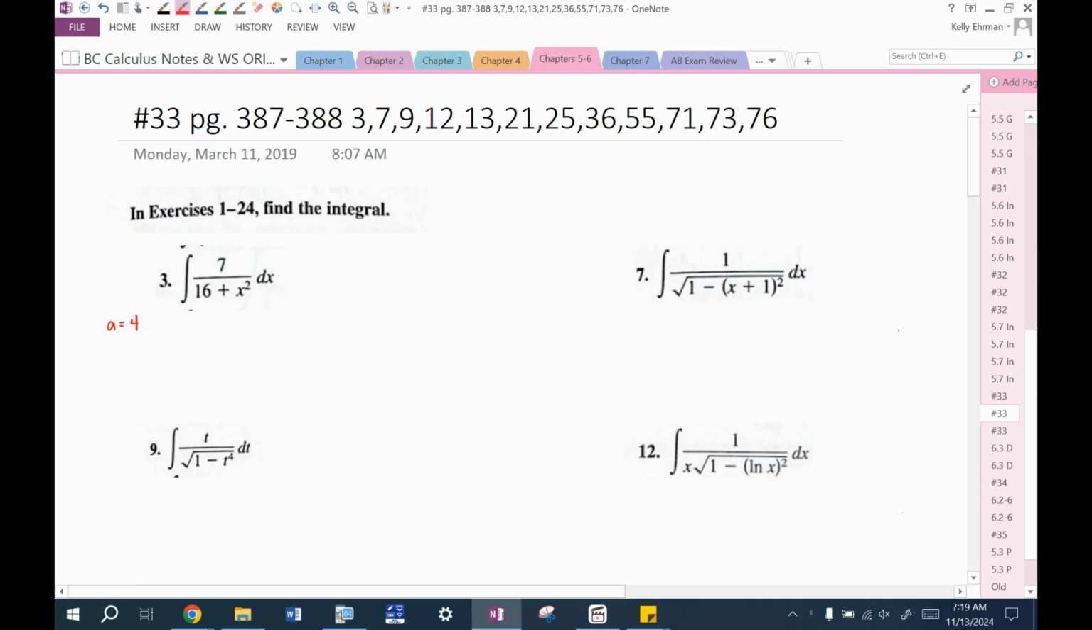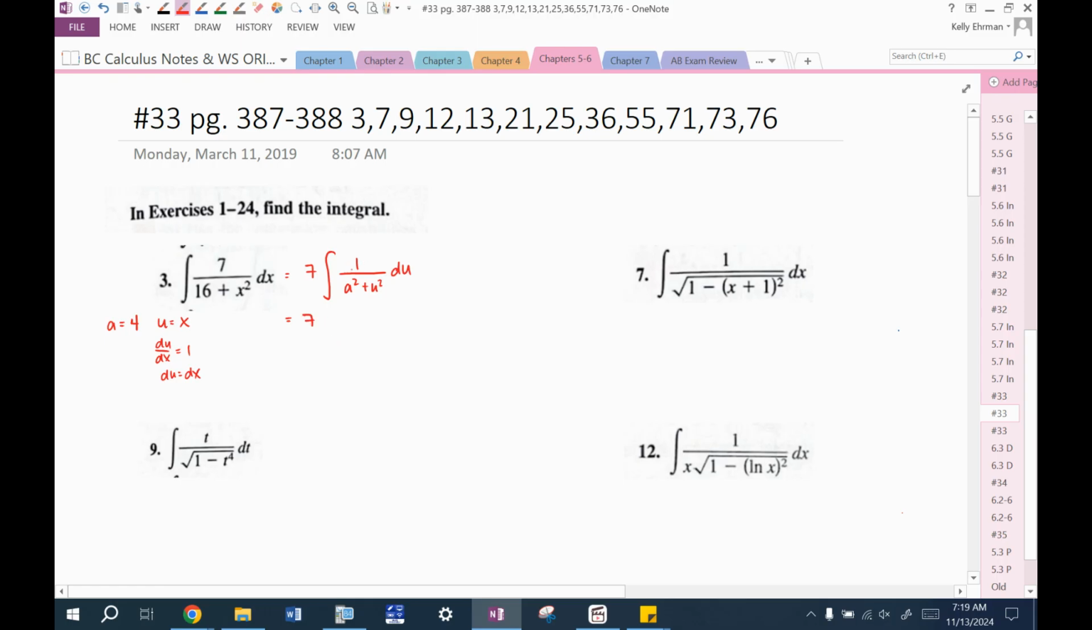So a is the square root of 16, u is the square root of x squared, du dx would just be 1, or du is equal to dx. I think it's a good idea to set this up before you actually get down to the integral so you don't miss anything. So there's this constant of 7, which I'm going to pull out in front. I have 1 over a squared plus u squared, and dx is just du.